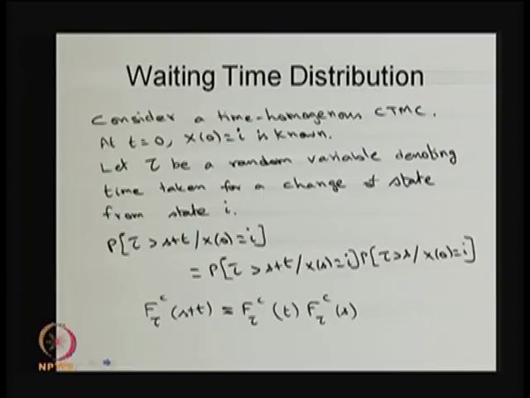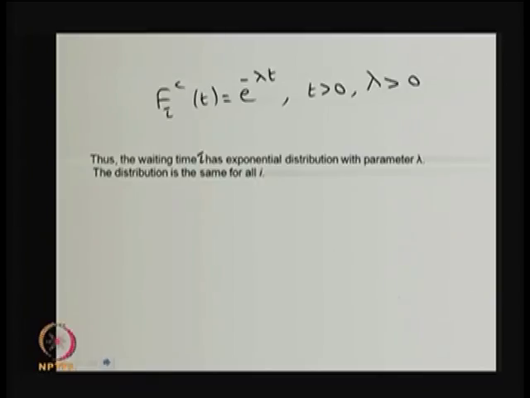Now, we found the time spent in each state: it is an exponential distribution with some parameter lambda i. The distribution is the same for all i, whereas the value of the parameter lambda may depend on i.